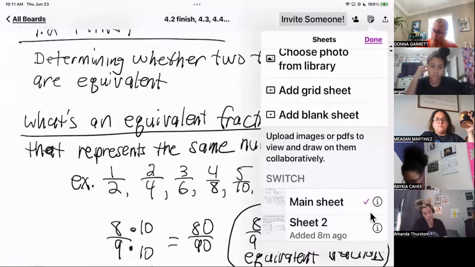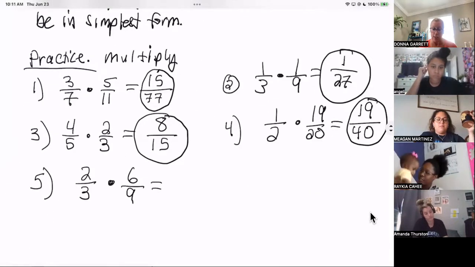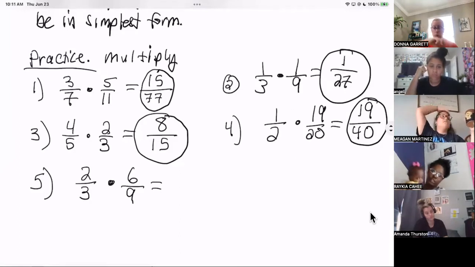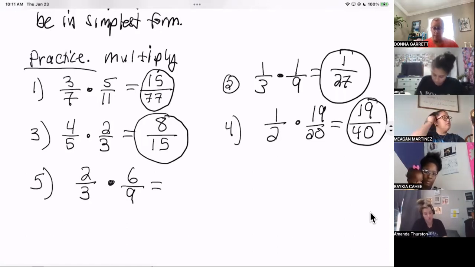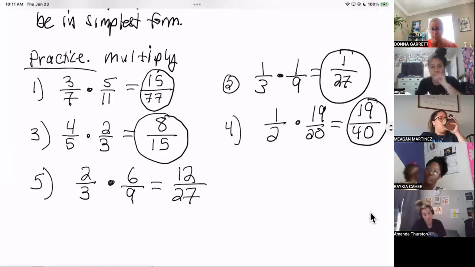This, what we're doing now, is actually multiplying fractions. And how you multiply fractions is you multiply across, not diagonal, across. But I'm going to show you something right now with this problem. Okay, so 2 times 6 is 12. 9 times 3 is 27. Now, okay, now it's different.